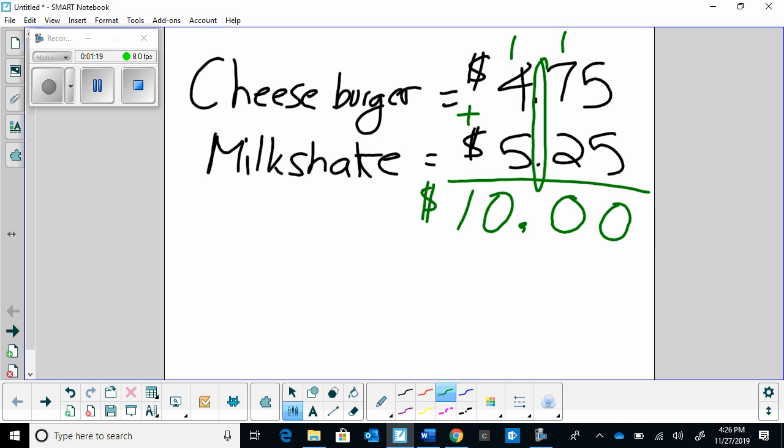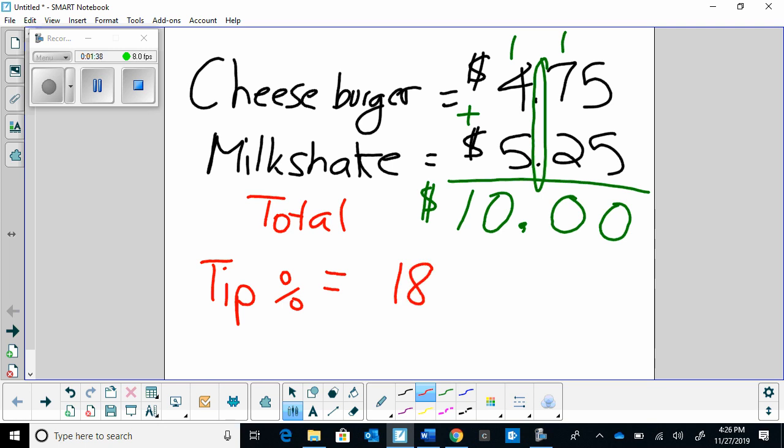So now, from that total, we need to calculate a tip percentage. You are going to take a percentage of this amount and then add it onto your total, so you pay even more. Now we want to calculate what's the tip percentage. Well, I'm going to say I want to tip 18% on this amount. So I need to calculate what 18% of my total is going to be.